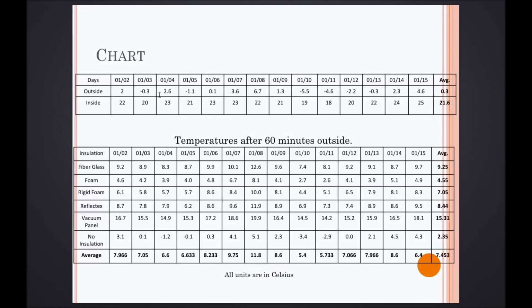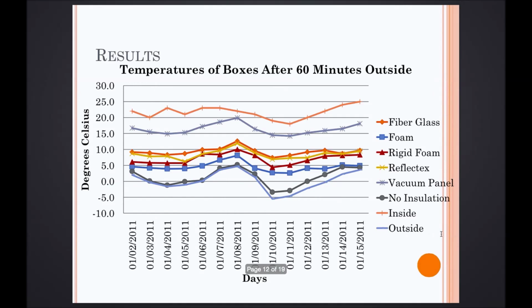This is a chart of the data of the temperatures. As you can see, these are the outside temperatures in degrees Celsius, and these are the inside temperatures. And here are the temperature recordings after 60 minutes outside for each box. As you can see, the vacuum panel obviously had the highest temperature, and obviously the box with no insulation had the lowest temperature.